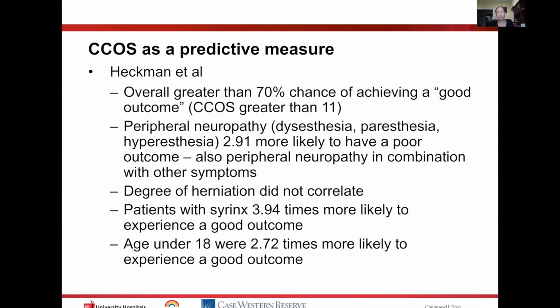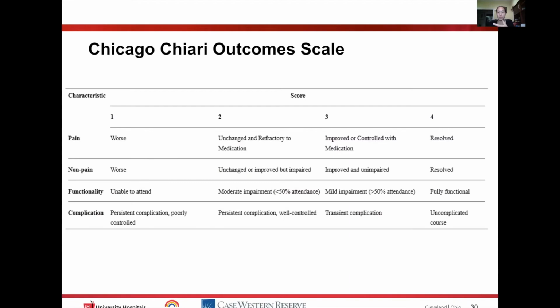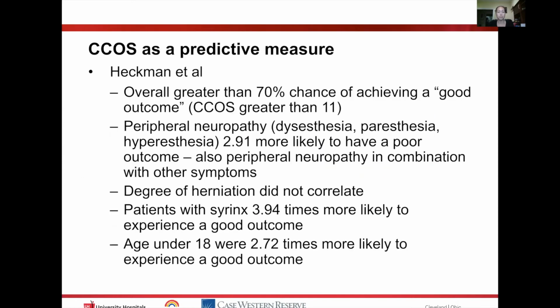So this is one of the ones that's actually been looked at as, is this a predictive measure? Overall, if you take all comers and Chiaris, we think there's probably a greater than 70% chance of achieving a good outcome. And that was defined as a score greater than 11. So again, most of those symptoms are going to be improved, if not resolved, with minimal impairment and either only a transient complication or no complications.